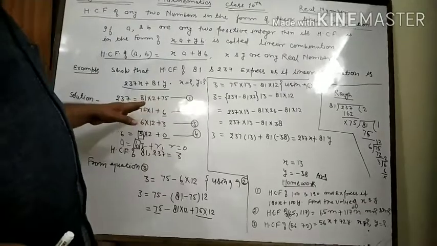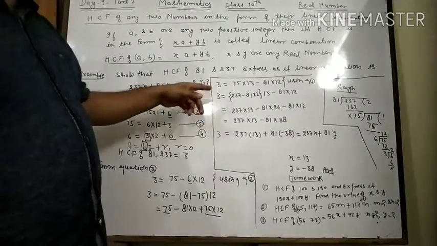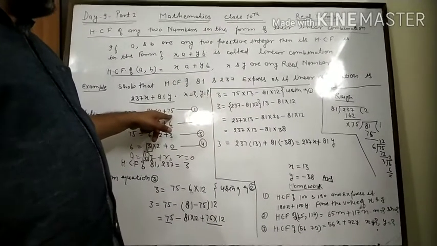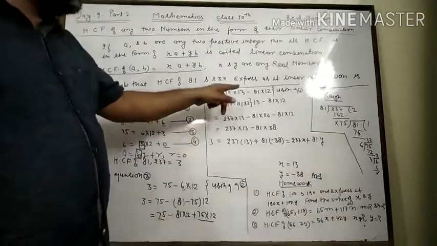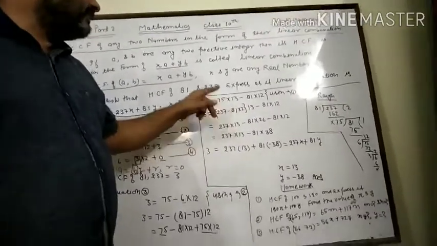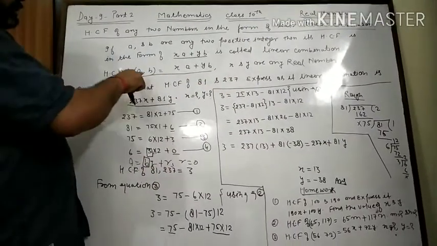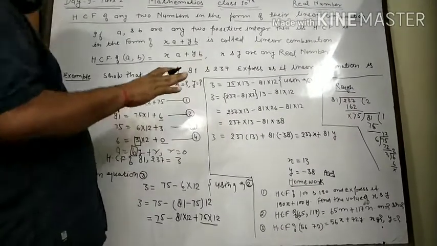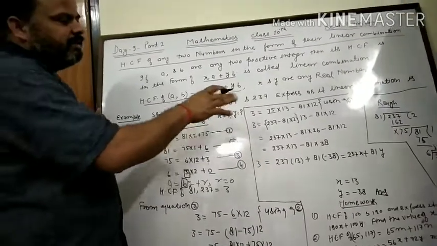You see the 81. Now, in place of 75, you see 75 is in equation 1. On the place of 75, you can put 237 minus 81 into 2, because we express it as 237x plus 81. It means except for 237 and 81, we remove each and every digit and number.